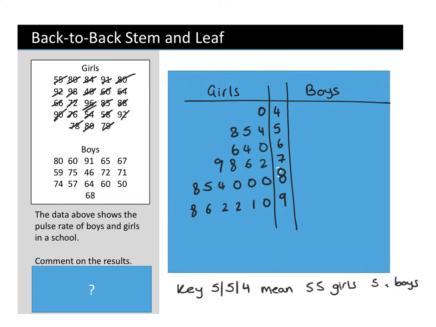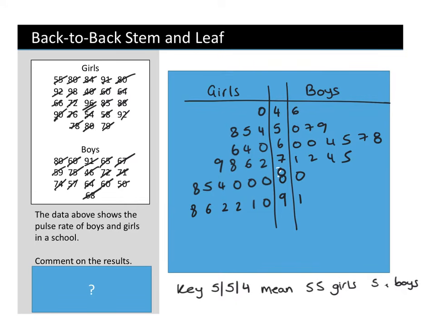Okay. 40, 6. 50, 0, 7, 9. 60, so we've got 0, 0, 4, 5. 70, 1, 2, 4, 5. I've just realised there's a 68, and a 7. So I'm going to have a 7, 8. And then 80 is 0 and 90 is 1. Okay, perfect. Completed and done. So it then says comment on the results.